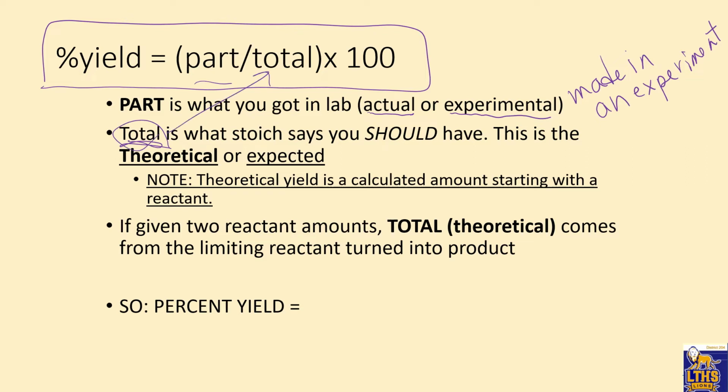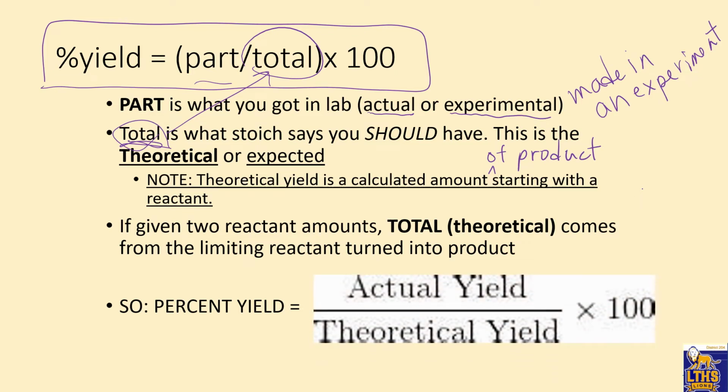Total goes here. It's what stoichiometry or the calculation says you should get or should make. That's in theory or what you expect. So a theoretical yield is a calculated amount of product. So anytime I say yield, I mean product. And theoretical yield is what you calculate starting with the reactant. If given two reactant amounts in a problem, the total that goes down here, also known as the theoretical yield, comes from the limiting reactant turned into product. So percent yield is actual yield over theoretical yield times 100.